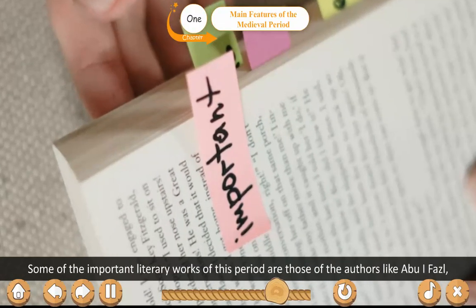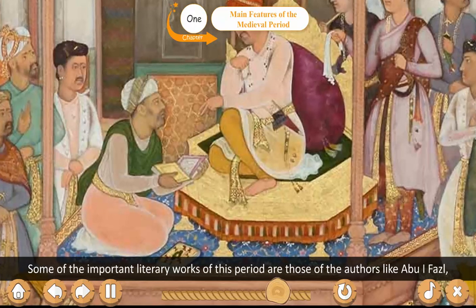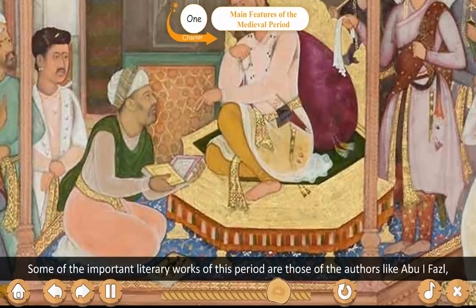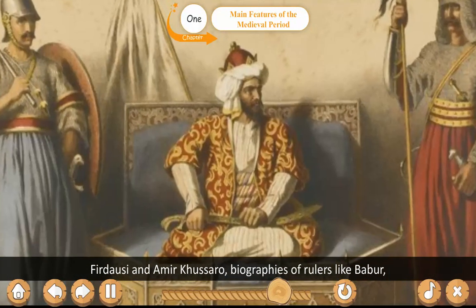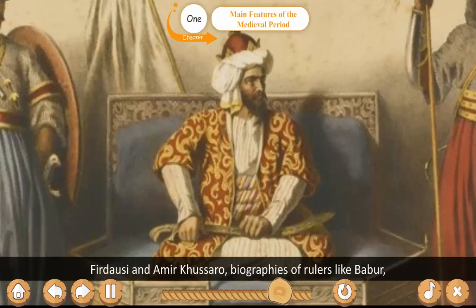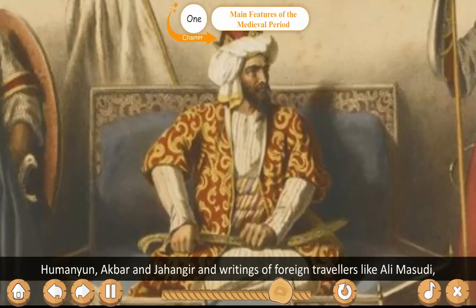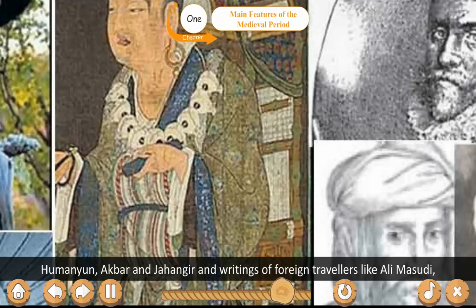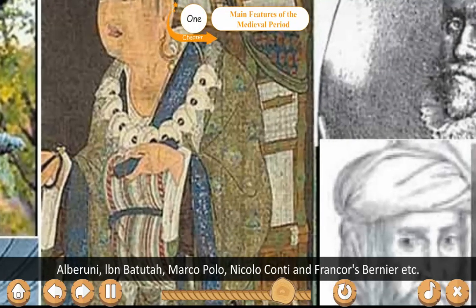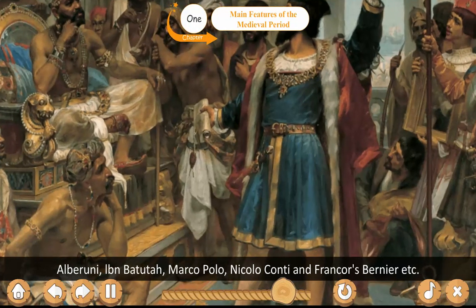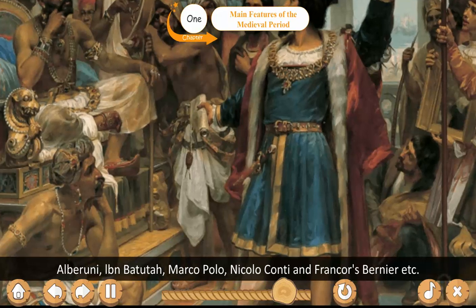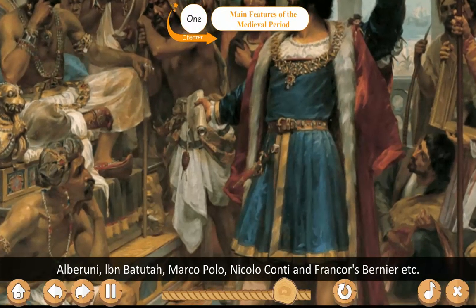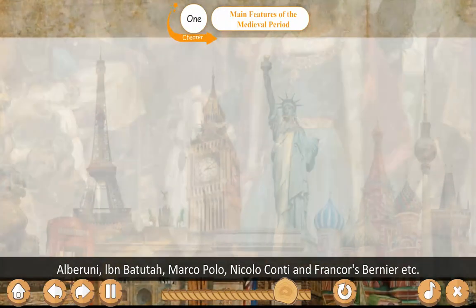Some of the important literary works of this period are those of authors like Abul Fazl, Firdausi, and Amir Khusro, biographies of rulers like Babur, Humayun, Akbar, and Jahangir, and writings of foreign travelers like Ali Masudi, Al-Biruni, Ibn Battuta, Marco Polo, Niccolo Conti, and Francois Bernier, etc.